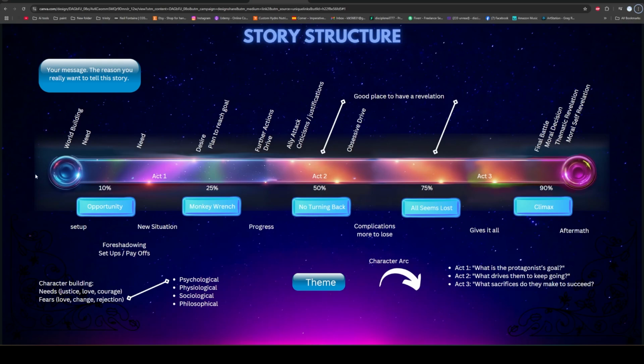So that's how this kind of works, right? So you can kind of look at any story and see how it fits into this little diagram, pretty much.